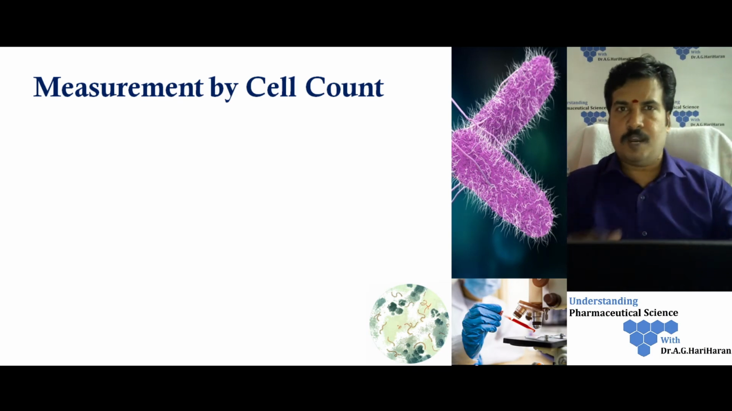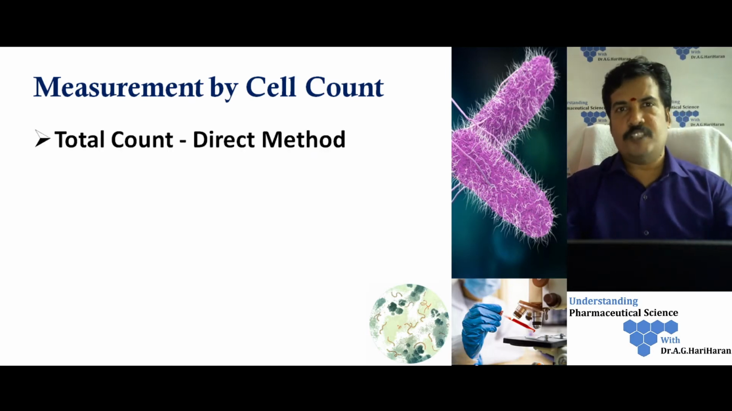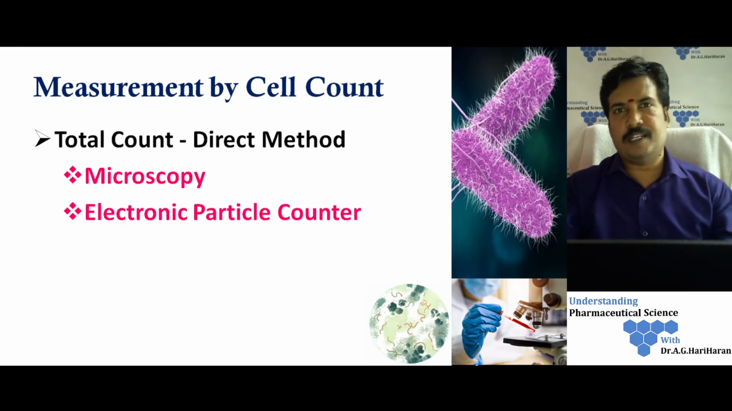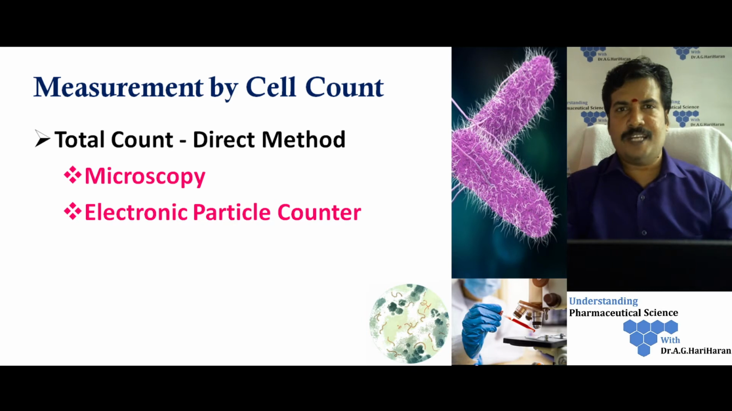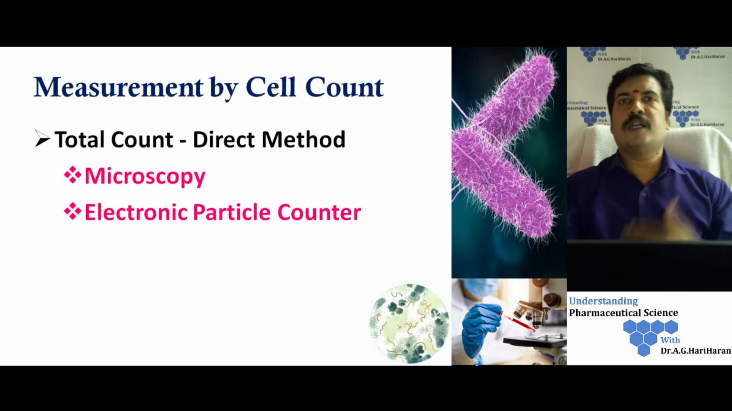The first one is the measurement based on the cell count. This is divided into two types. One is the total count, which is a direct method. We can count either by a microscopic method or by using an electronic particle counter. One of the electronic particle counter methods we are going to discuss today is the flow cytometer. Microscopic methods available are Breed's method, Wright's method, and the Petroff-Hausser chamber, which has been used for this technique recently. All these give an idea about the total count.